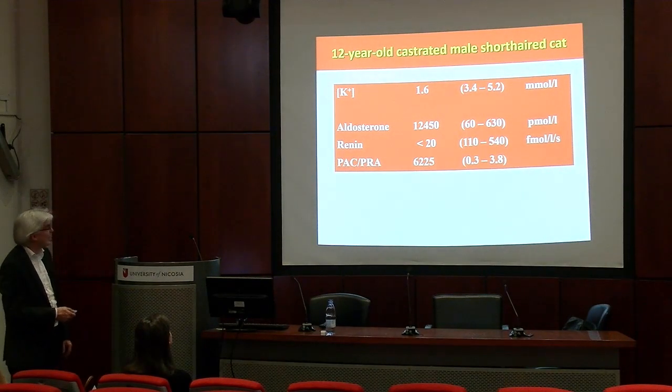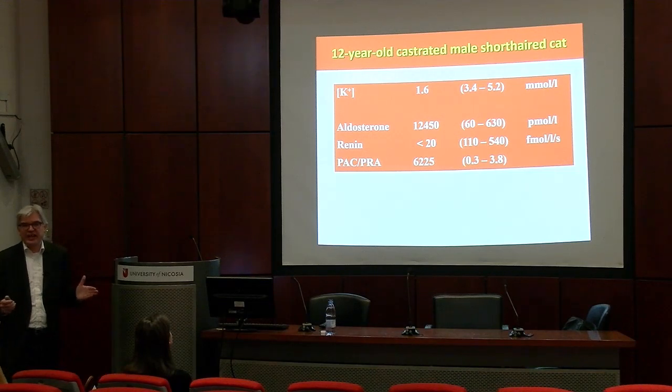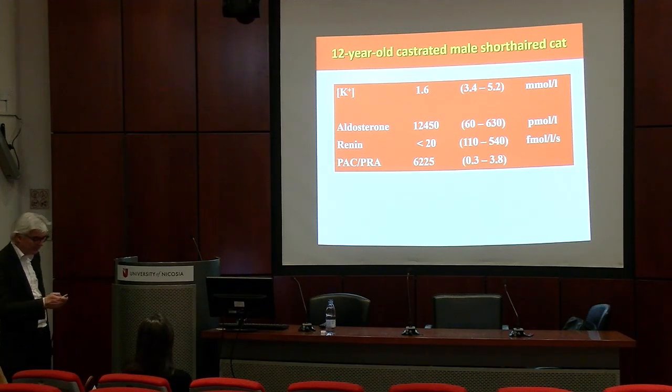And then you can see that's quite often the case. If it is the first case, then you find extreme values. You see that the aldosterone concentration in this cat was more than 12,000 compared to the reference ranges.